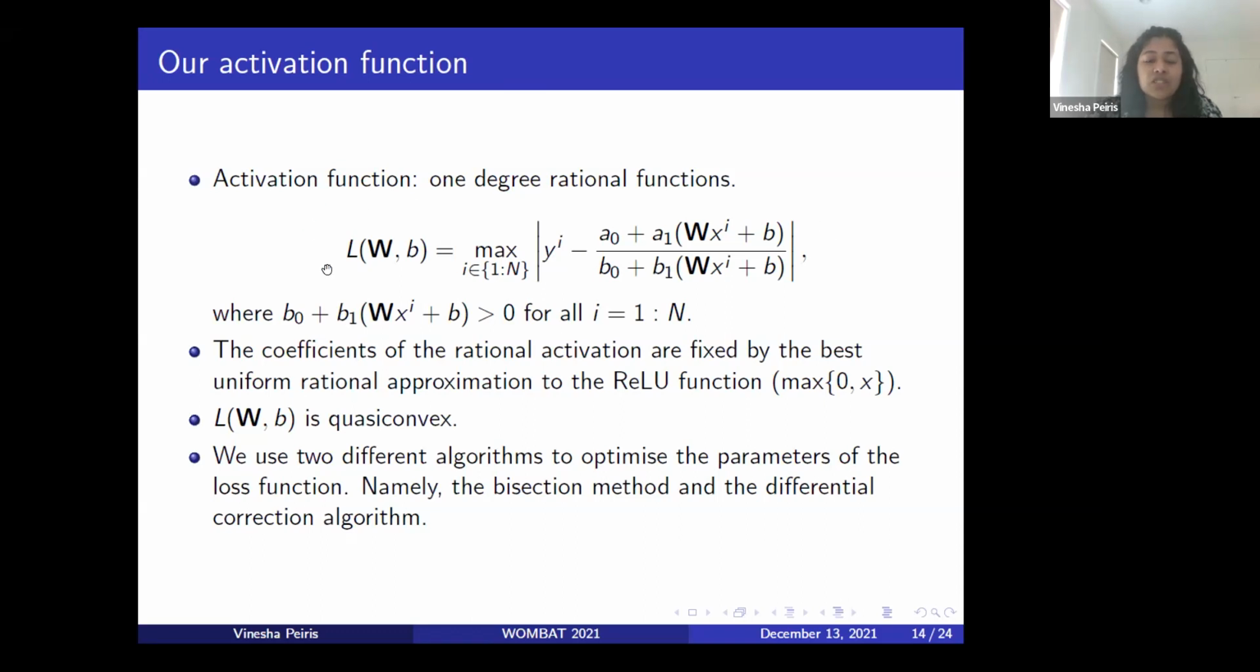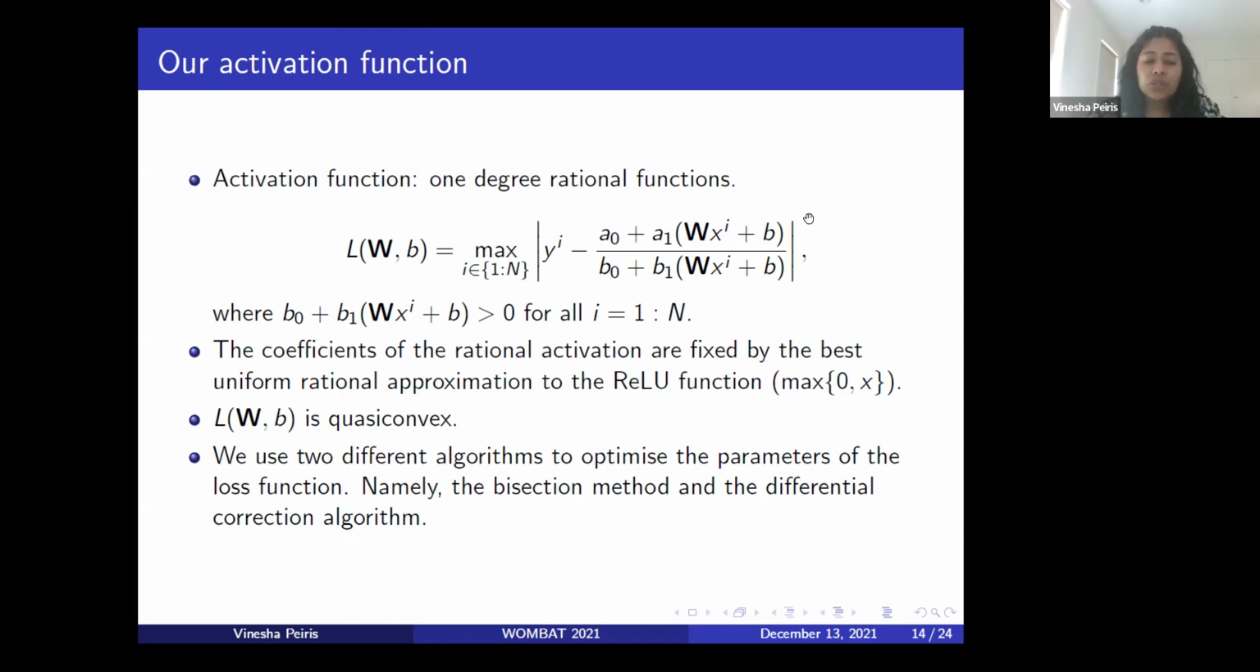So now, since my loss function is a quasi-convex function, I can actually use bisection method to find the parameters of this network. And at the same time, we have a ratio of 2 linear functions here as my approximation. Therefore, the corresponding optimization problems appearing in this network are actually equivalent to the optimization problems appearing in the generalized rational approximation problems. Therefore, we can use differential correction method to find the weights and the bias of this network.